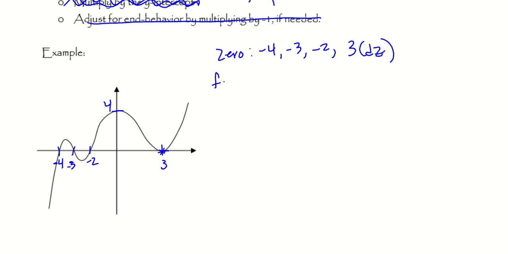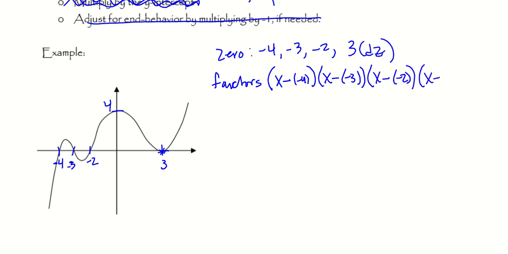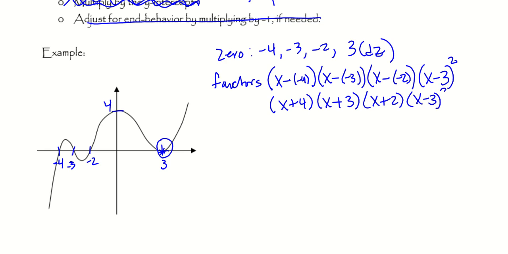So from those zeros, we're going to build factors. I've got x minus my negative 4, x minus my negative 3, x minus my negative 2, and x minus 3, which I'm going to square because of the touch and turn. Simplifying that, we have x plus 4 times x plus 3 times x plus 2 times x minus 3 squared.